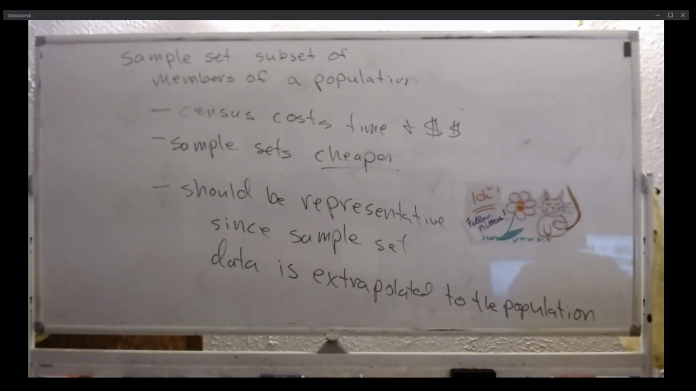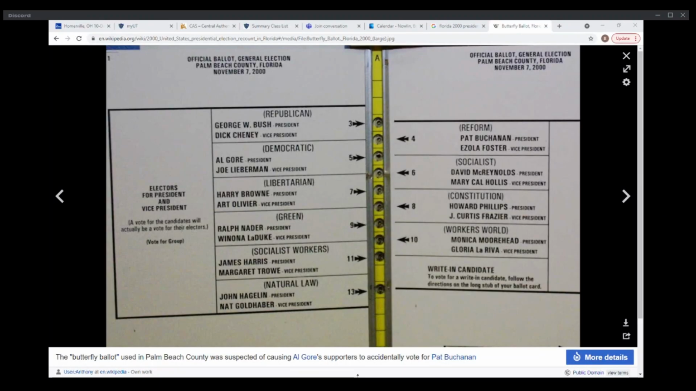Well, this, I think it was Palm Beach County. Yep. Let me show you. Let's see, how do I do that? Oh, switch screens. Change windows. Can you see the ballot? Yes. Oh, was this the hanging chads? We're getting to that.